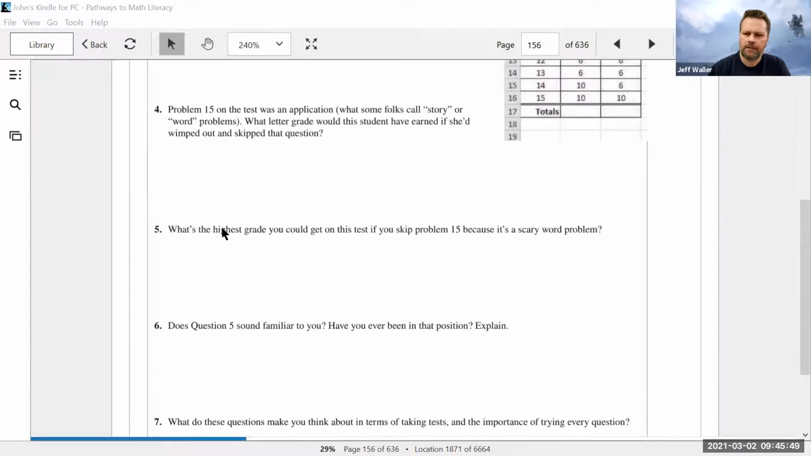What's the highest grade you could get? So remember, there were a total of 87 points possible, right? If you got everything right, but you skipped number 15.